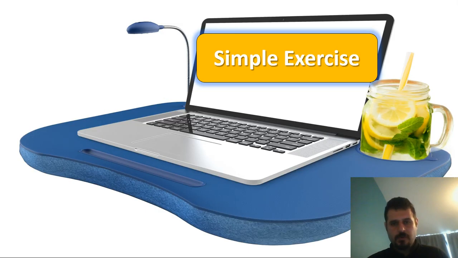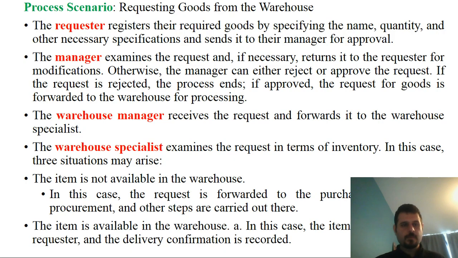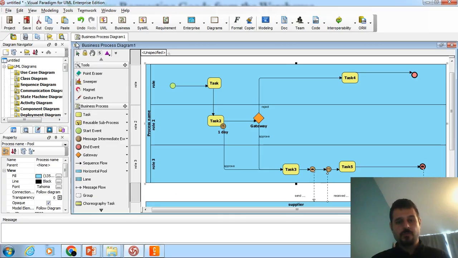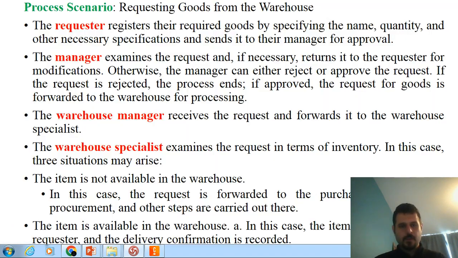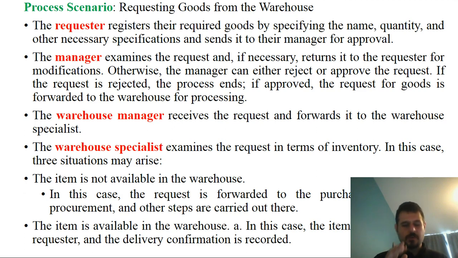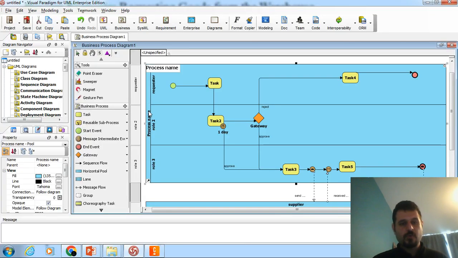Now let's review our exercise. It's here, the process scenario. Imagine that you interview with someone and write some notes, and I save this time for you, and I write a scenario for you. Request goods from warehouse. Requester, what requester? Rule, first rule. So we should write here, for example, requester. But what's the name of the process? Requesting goods, for example. We should write here requesting goods.